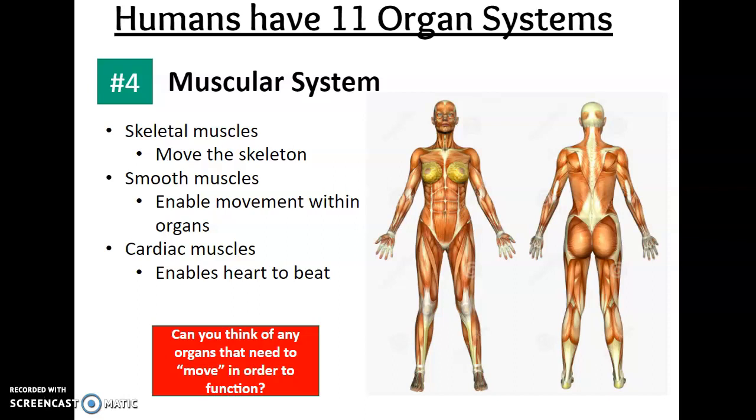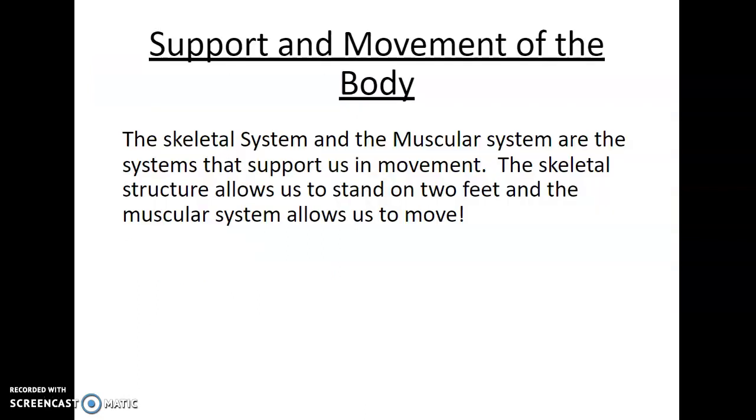So our lungs would need to move in order to function. Our heart needs to move in order to function. And our digestive system is also something that has movement and is lined with smooth muscles so that it moves food down in order to digest that food.